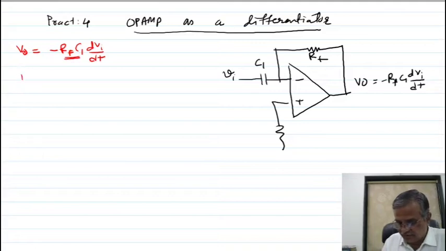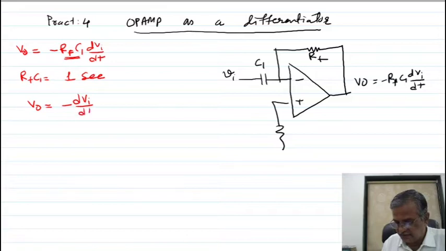For simplifying the discussion, let us take the time constant of the circuit as 1 second. Then the output of the differentiator is given by this equation. It means the output is a differentiation of the input signal. This equation says that if I give a sine wave input, Vm sin omega t, my output will be nothing but a cosine wave.